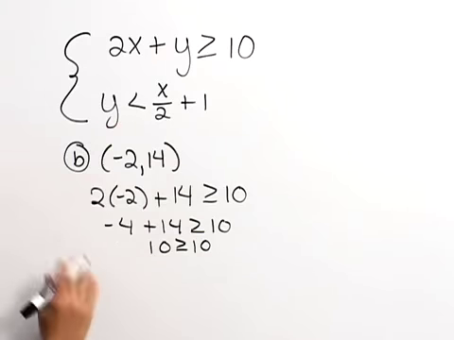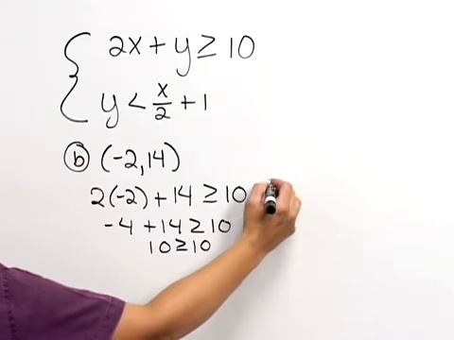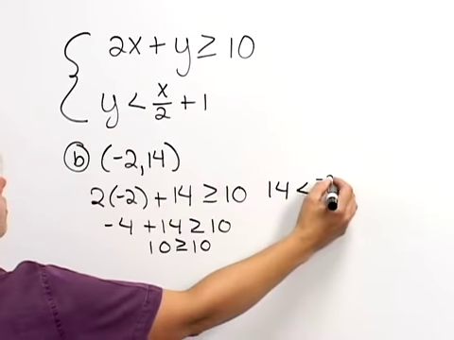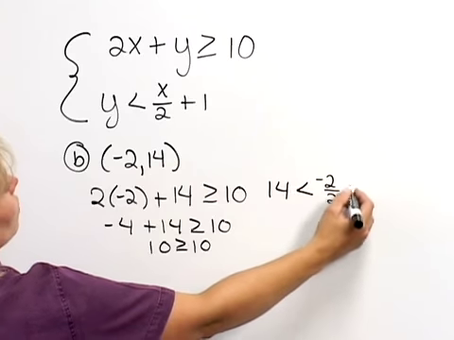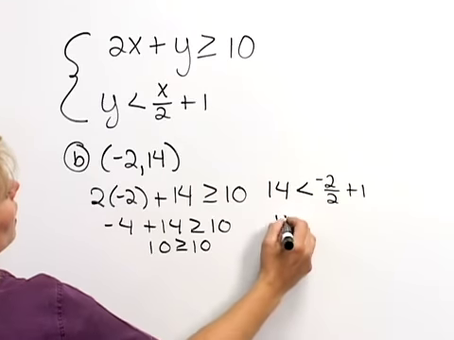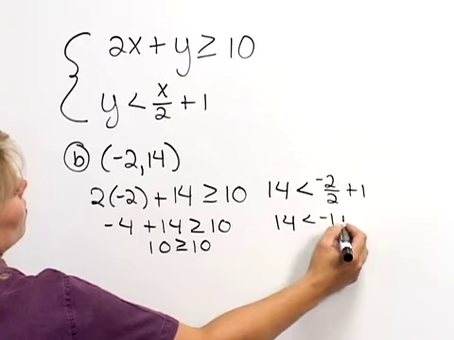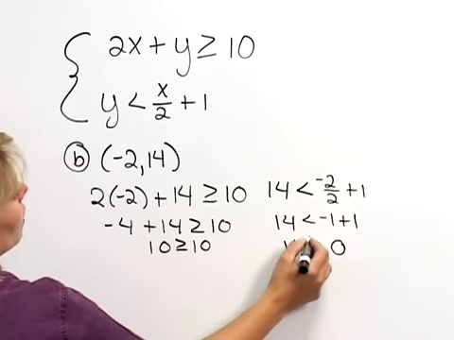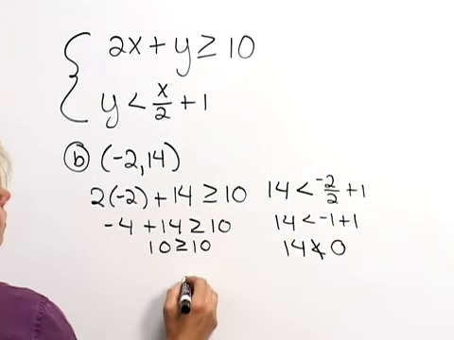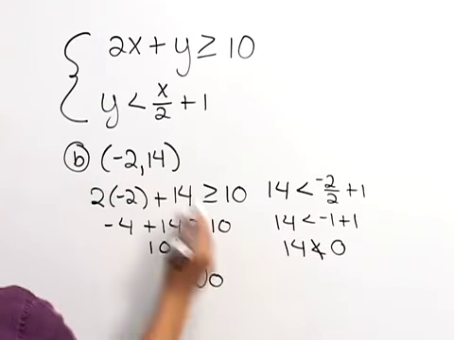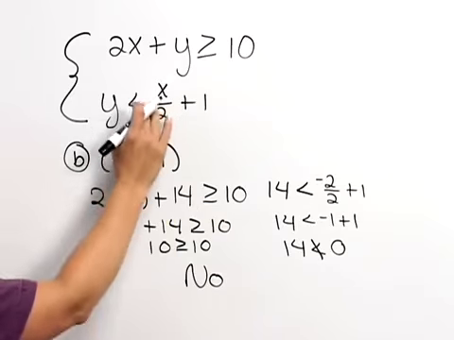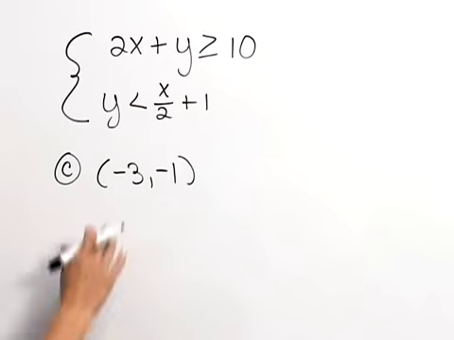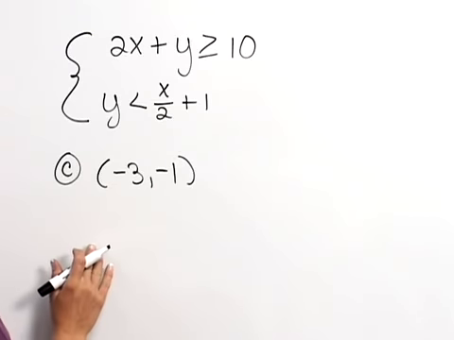Let's check it in our second one here. The y will be 14, and the x will be the -2. And so we have -2 over 2 plus 1, and that ends up being -1 plus 1. So we would say 14 is less than 0. Well, that's not true. So we would say that no, this point is not a solution to that system of inequalities.